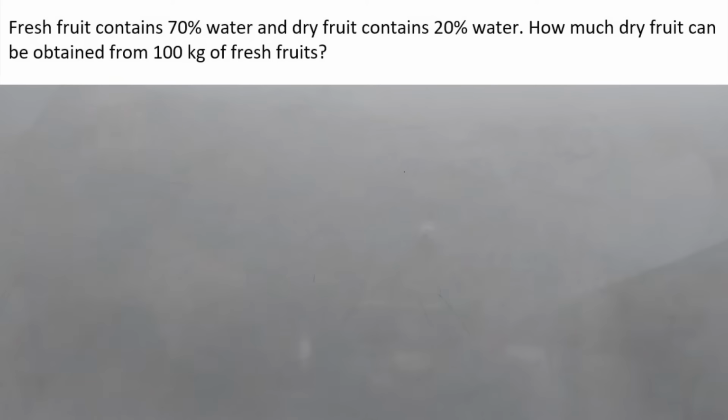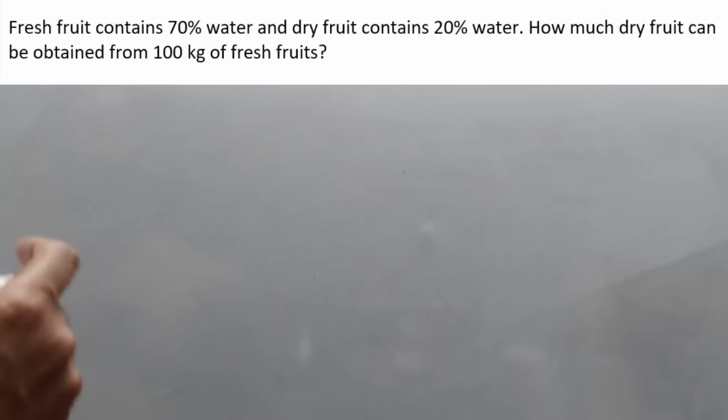This one is so interesting. You must try this one by yourself. Fresh fruit contains 70% of water and dry fruit contains 20% of water. How much dry fruit can be obtained from 100 kg of fresh fruits? See, every time you get a problem, you just stop or pause the video right there and try it by yourself. And that will help you a lot. That will help you to improve yourself. If it is done, great. If it's not done, no need to worry. Both the cases, you come back and see the video and see the solutions.